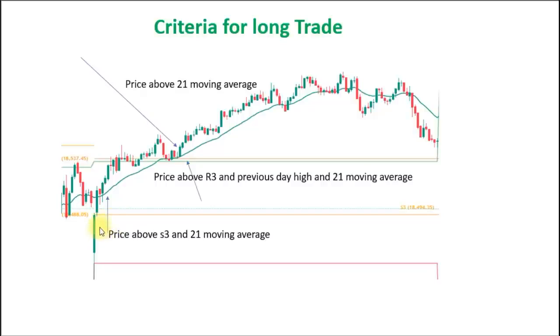So we got the buying opportunity above this green candle when the price closed above the 21 days moving average, also price closed above the S3. Again here we got one more buying opportunity as the price is above the 21 days moving average and previous day high and R3. So we got two buying opportunities here. We will see more examples in the charts.